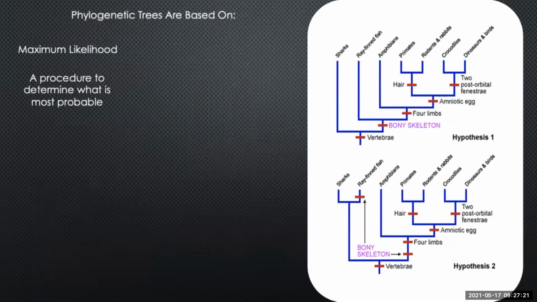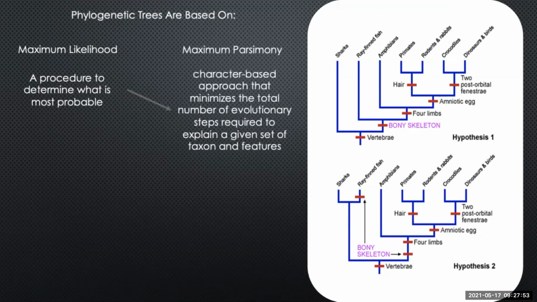One thing I want to talk about is when we are looking at these phylogenetic trees, how do we put them together? There are a lot of different variations depending on what physical features you look at, depending on what specific gene sequences you look at. These can all be arranged in very different ways. And so phylogenetic trees are based on what is called maximum likelihood, a procedure that's deciding what is most probable. And the idea behind maximum likelihood is maximum parsimony.